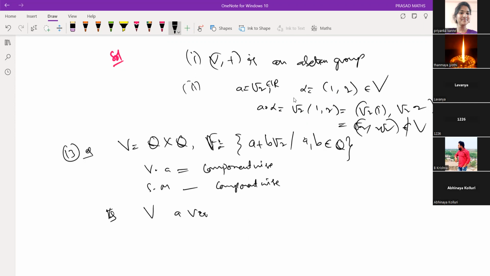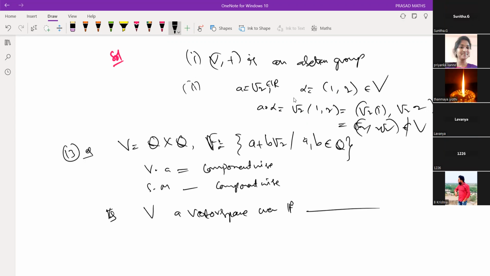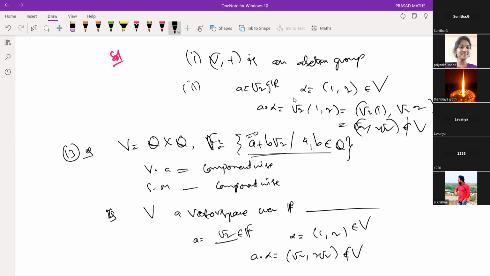No. Why? Same as the above one. In the scalar field we can use numbers like a + b root 2. Or else I can take a equal to root 2. Root 2 is an element of F, if I take a equal to 0 and b equal to 1. Therefore, it's an element in F, and it's an element in V. What about a dot alpha? Root 2 times (1, 2) gives (root 2, 2 root 2). Is it an element of V? It is irrational. No. So therefore, it's not a vector space.